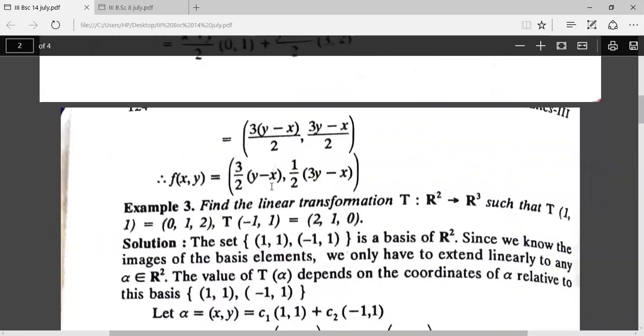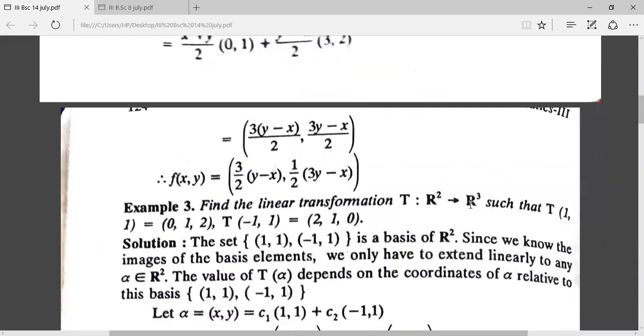Let us work one more problem. Find the linear transformation T from R2 to R3. Remember here R2 is 2-dimensional, R3 is 3-dimensional. So the domain is 2-dimensional and the codomain is 3-dimensional. How is the mapping defined? T of (1, 1) is (0, 1, 2) because it is a 3-dimensional codomain. T of (-1, 1) is (2, 1, 0).